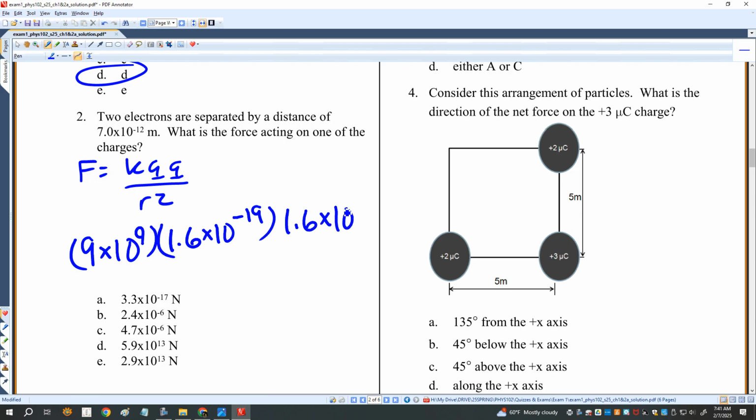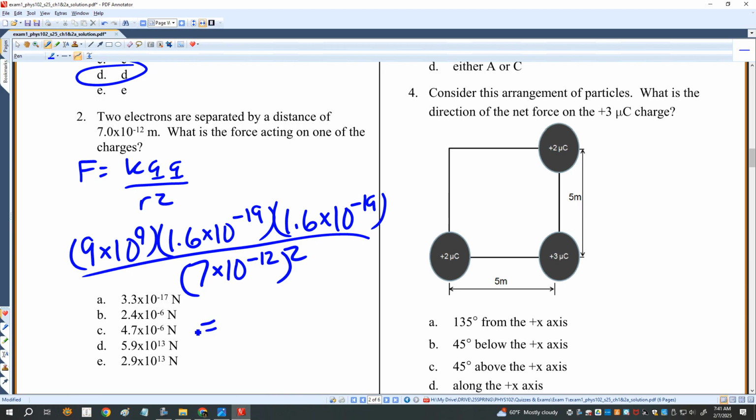1.6 times 10 to the minus 19 divided by 7 times 10 to the minus 12. That has to be squared. And if I do that, I find that the answer is 4.7 times 10 to the minus 6 newtons.